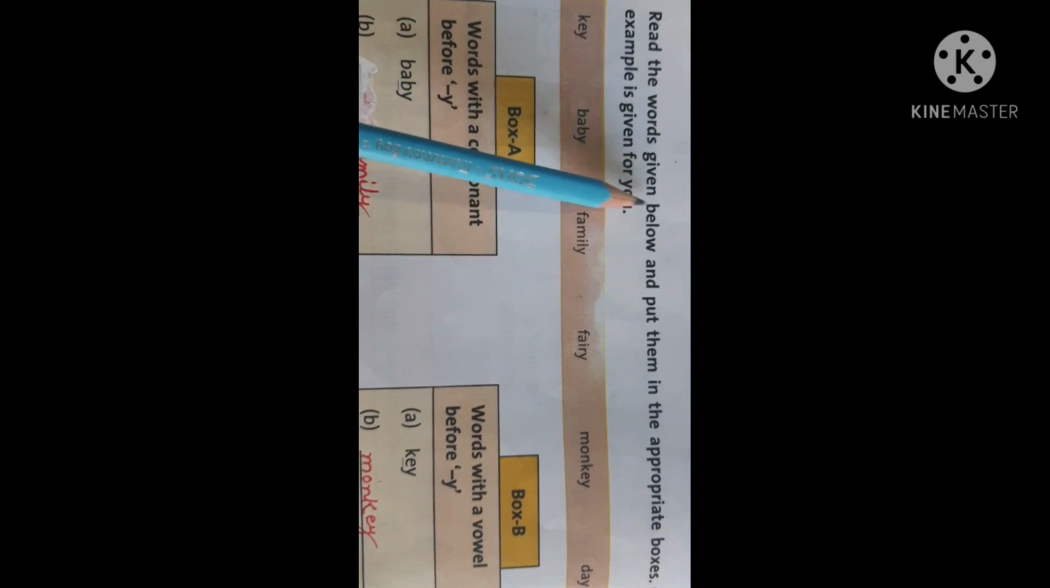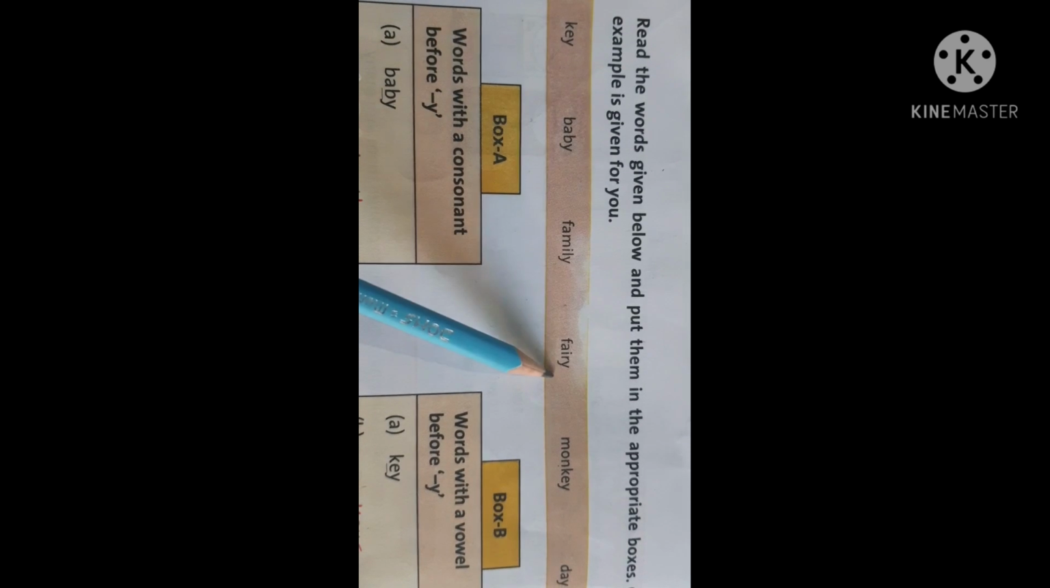Question number 3, read the words given below and put them in appropriate boxes. One example is given for you. Now see, some words are given to you. You have to put them in appropriate boxes. Now let's see the heading of boxes. This is box A, and box A says words with a consonant before y.